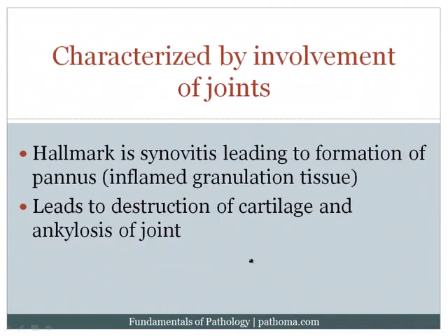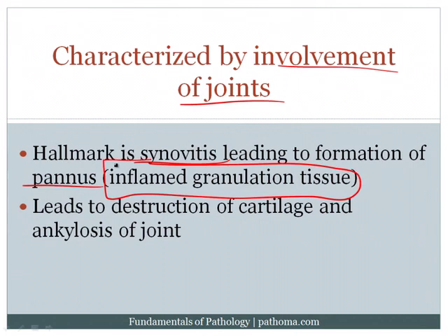Now, although it's a systemic disease, the characteristic is really involvement of the joints, hence the term rheumatoid arthritis. And the hallmark is synovitis, or inflammation of the synovium, which leads to formation of a pannus. And a pannus basically is inflamed granulation tissue. This is really the highest yield point concerning this disorder. So let's just illustrate this briefly.